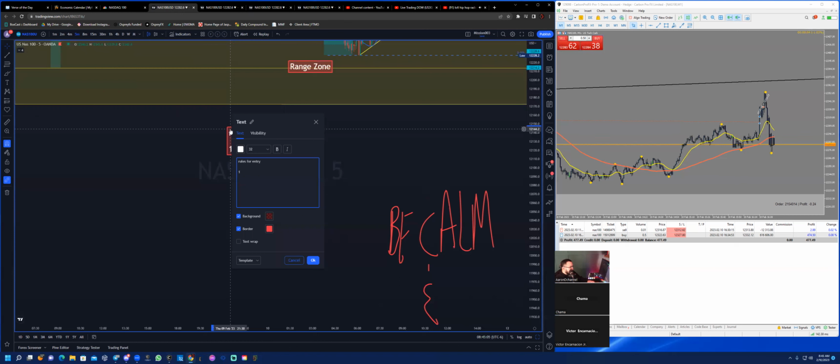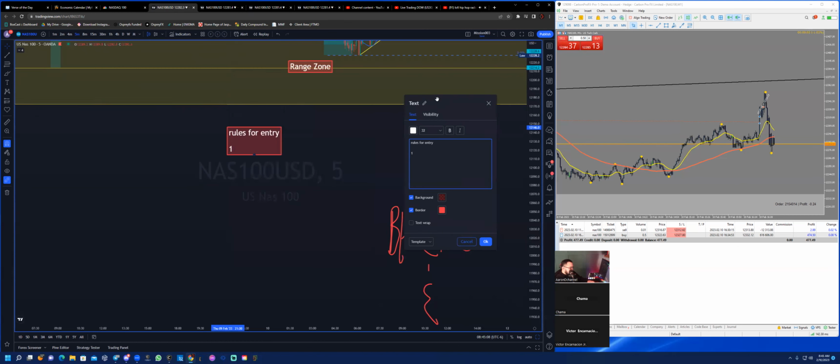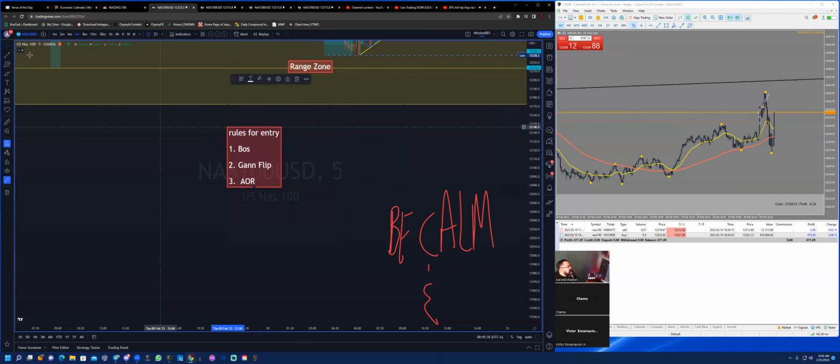Number 1. Let me move this so you can see. You want a breaker structure. I have to explain to you what breaker structure means. I love it. Number 2, we want a flip. GAN flip is based off of a tool, an indicator that we use. Number 3, we want AOR, exiting an area of rejection. That's it. Those are our rules, bro.